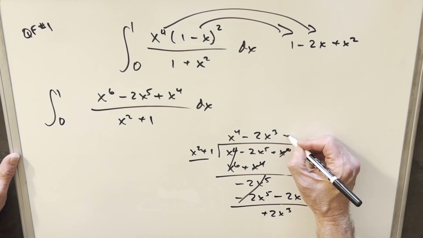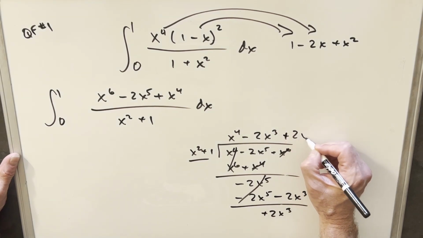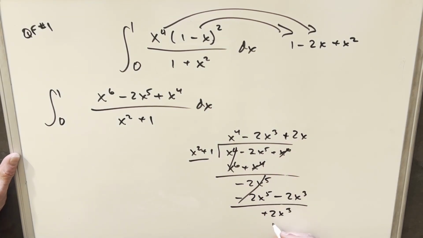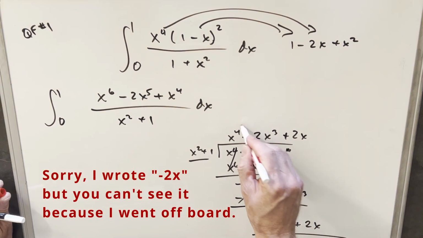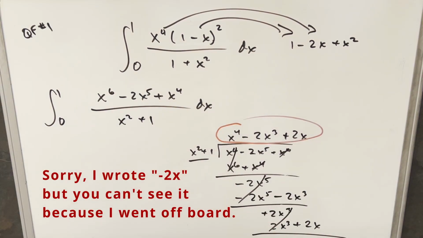Then one last time, we want to multiply here by a positive 2x. 2x times x squared is going to be 2x cubed. 2x times 1 is going to be a plus 2x. Subtracting, this is going to cancel and we're left with just minus 2x. So then the result, we'll use that to rewrite our integral to start.